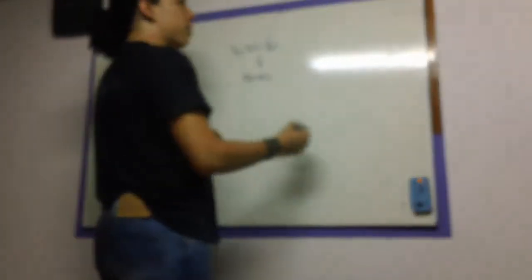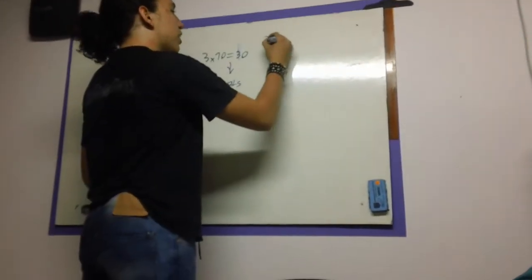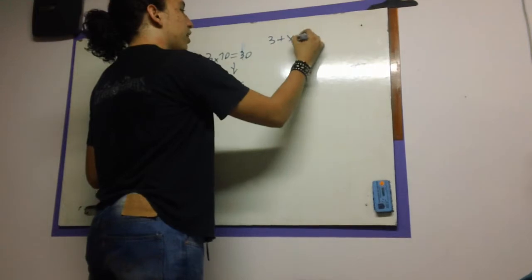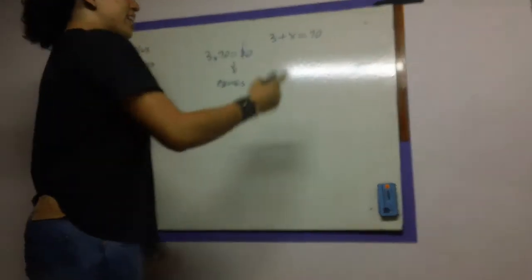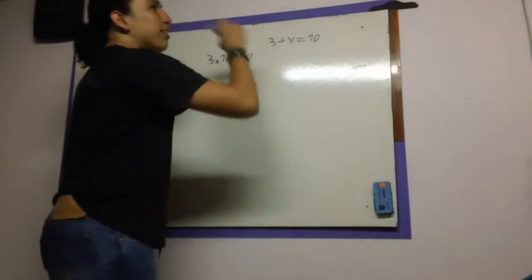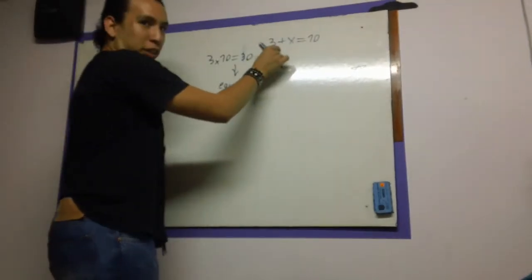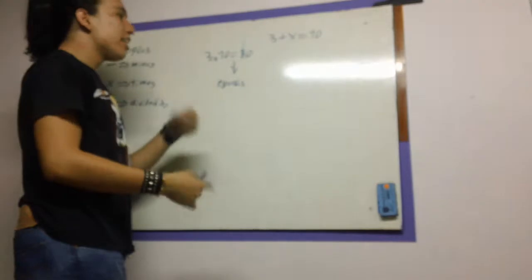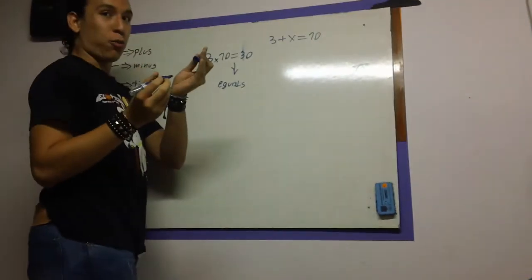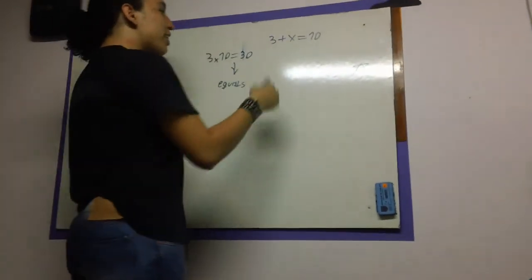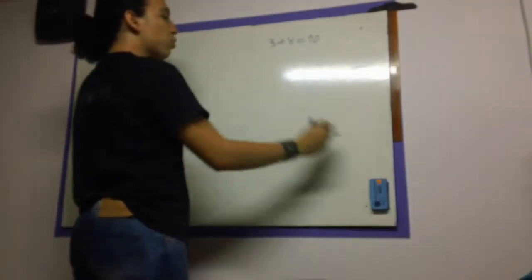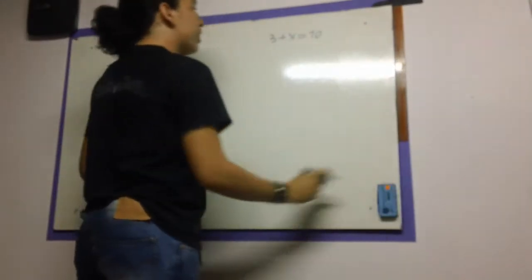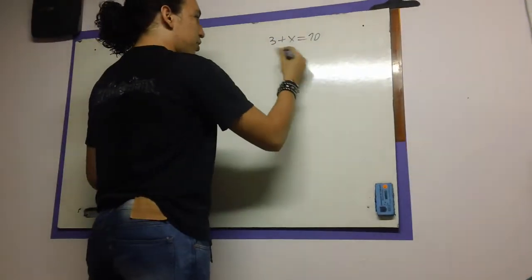They have, for example, 3 plus x equals 10. They do not pass the string to the other side. The thing they do, I'm going to erase this. The thing they do is that they do this little trick.